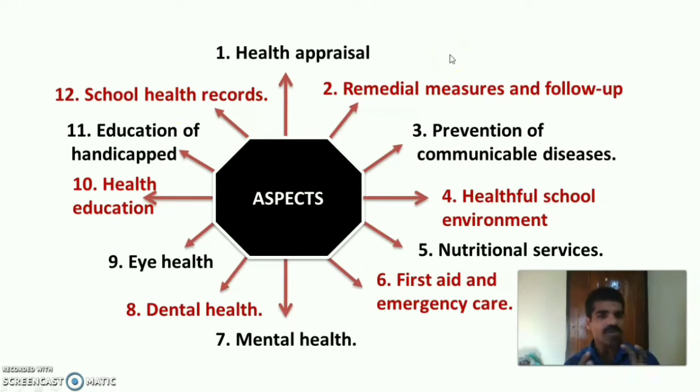So these are the 12 important aspects of school health services: health appraisal, remedial measures and follow-up, prevention of communicable diseases, healthful school environment, nutritional services, first aid and emergency care, mental health, dental health, eye health, health education, education of the handicapped, and maintenance of school health records.